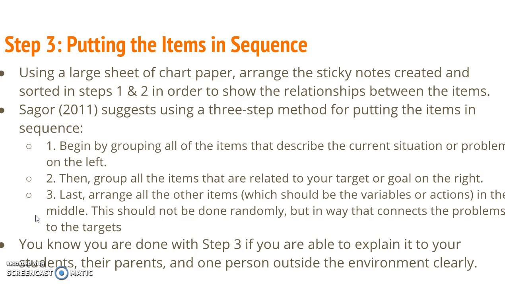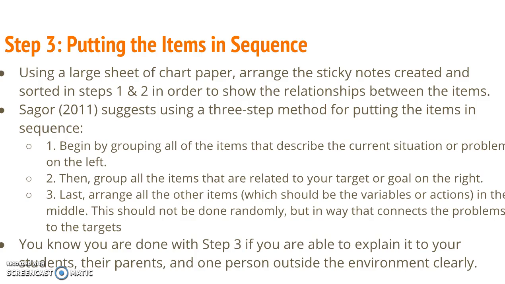Step 3 is called putting the items in sequence. It's really just putting all the ideas you brainstormed, all the sticky notes you made, into an order that makes sense. Sagor suggests using a large sheet of chart paper, probably the same one you had in step 2, and going through a 3-step process with the sticky notes. The first step is to begin by grouping all the items that describe the current situation or problem on the left. So what you're trying to fix, or whatever the problem is in your classroom, or what you're trying to explain why is it happening in the classroom, goes on the left.